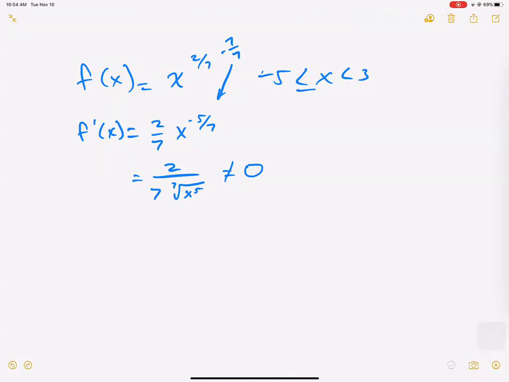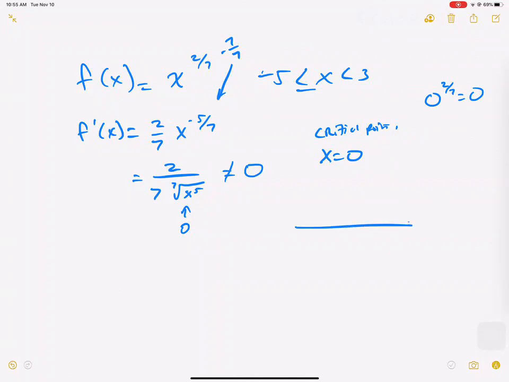But then, does this derivative not exist? If x was 0, we would be dividing by 0. So at x equals 0, this is a critical point. Does 0 exist in the regular graph? 0 to the 2 over 7 power? Yeah, that's 0. So it does exist in the regular graph. It's just that the derivative itself doesn't exist. So we see that's a critical point.